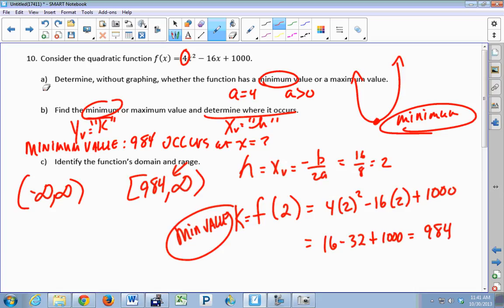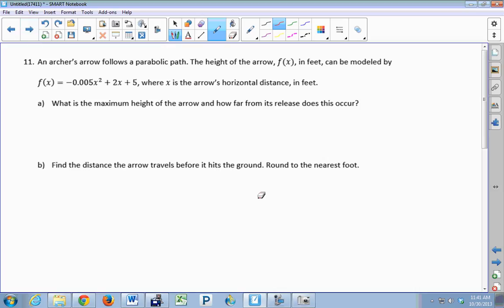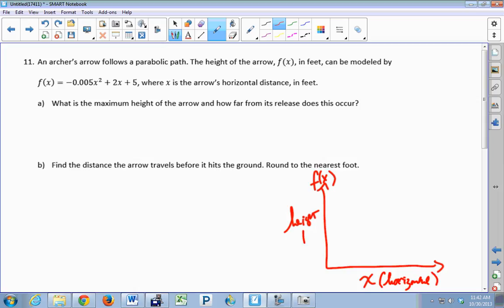Okay, we have 2 application problems to do, and we've got 9 minutes to do it. What we just did here is how you do number 11, except number 11 has an application. It has a context. It has a story. So here's a story. We're going to be looking at the height of an arrow, f of x in feet. After we shoot the arrow, it's going to have both a vertical height and a horizontal distance, and both of these are measured in feet.